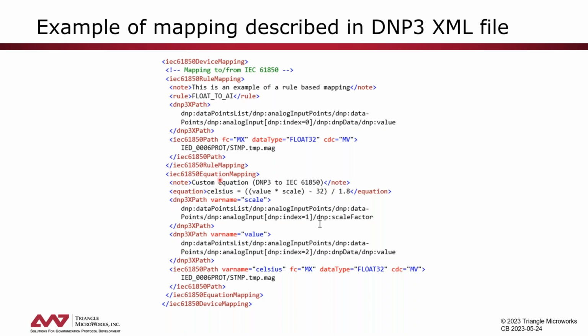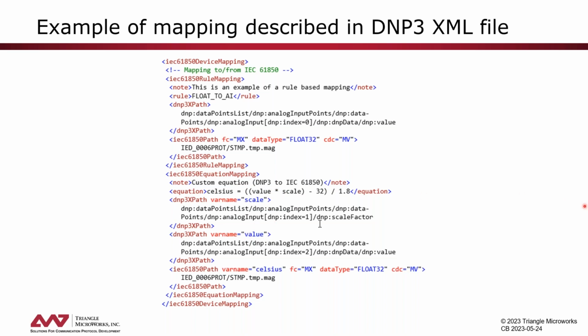The slide here is just an example of how this mapping is defined. We have one example of a rule-based mapping, where we have the rule, a DNP3 path and the 61850 path, and we will look at that in our example later. But here we also have an example of an equation-based mapping, where we have an equation that converts some analog values based on scaling.